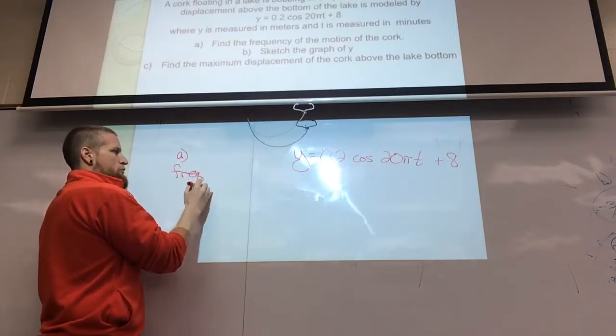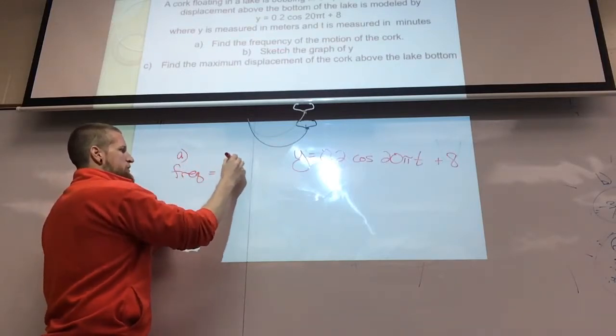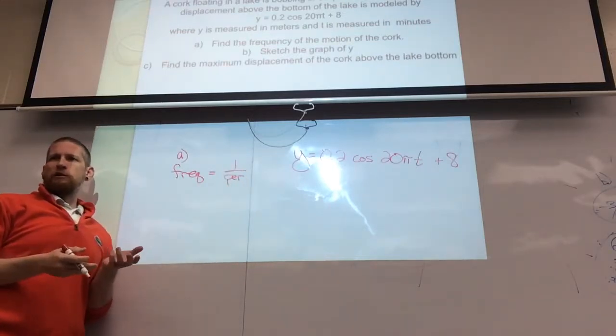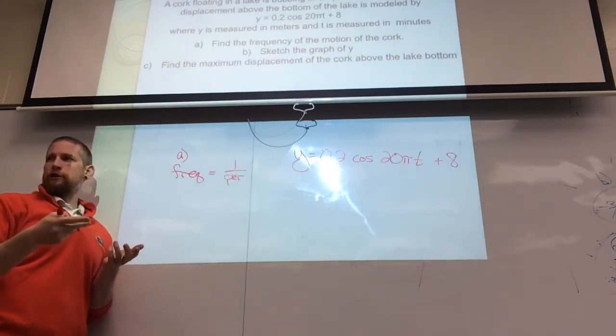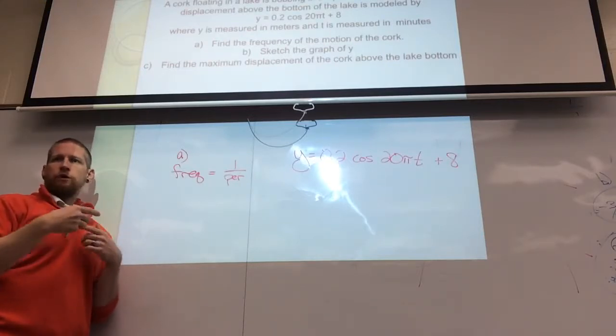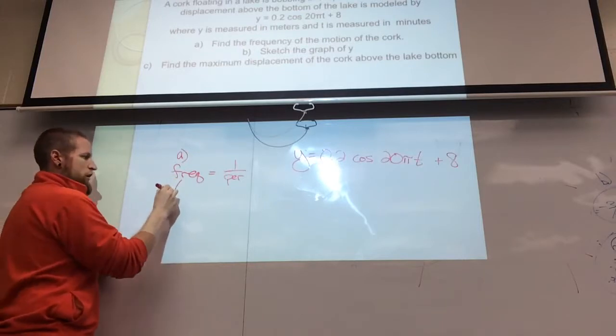Frequency and periods are just reciprocals of each other. So frequency is 1 over the period. If you can figure out what the period is, you flip it, you got the frequency. The frequency is telling you how long it takes to complete one cycle. That's like what this would translate to if you're doing it.